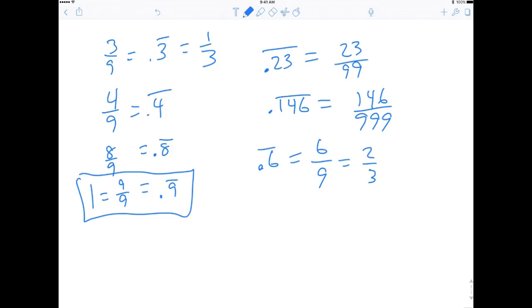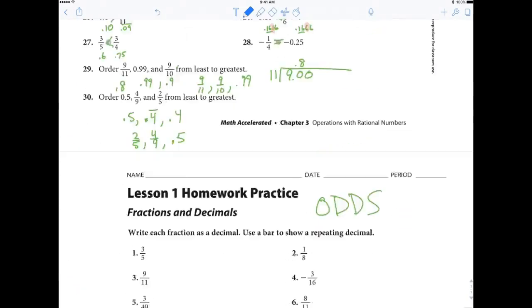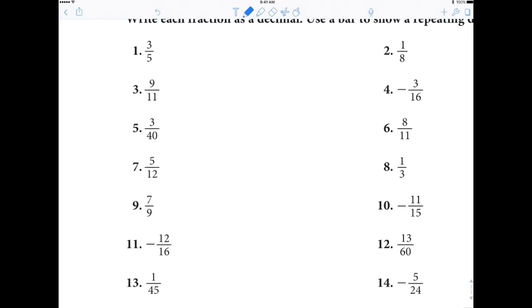All right, now that we've done that, we refreshed all that, the rest of it's, guess what now? Super easy. So what I'm going to do is go back to the second worksheet now, and I want to show you what we're doing. Now we're just going to fly through these. All right. 3/5 is the same as what?